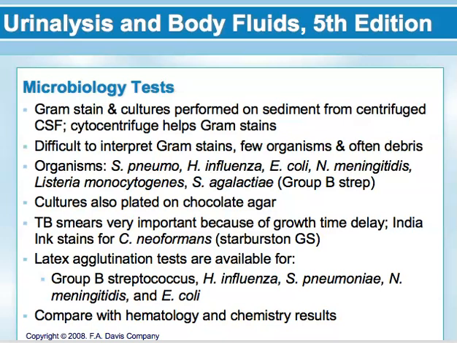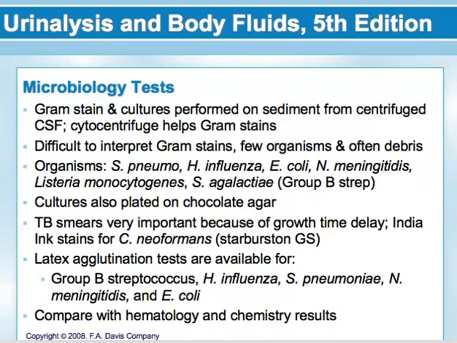India ink prep would be done when fungal meningitis is suspected, often in conjunction with a gram stain, so that it's used for identification of Cryptococcus neoformans, which is a frequently encountered complication of AIDS. It produces what they refer to as a starburst pattern on the gram stain, which can be seen more often than positive India ink.